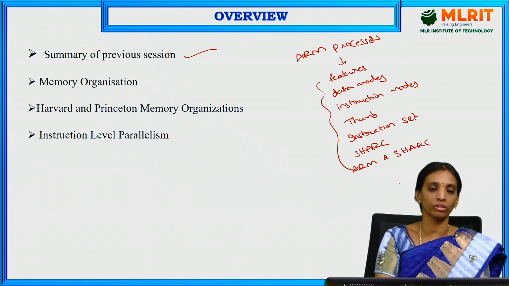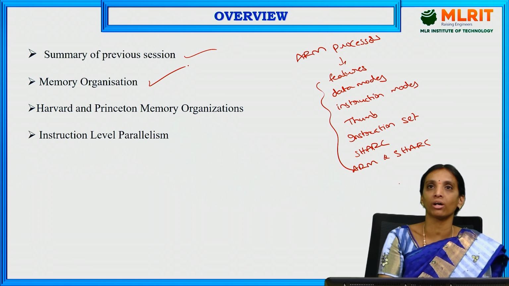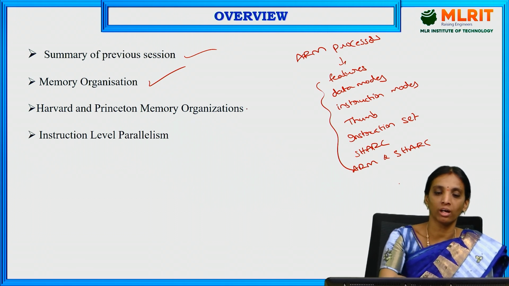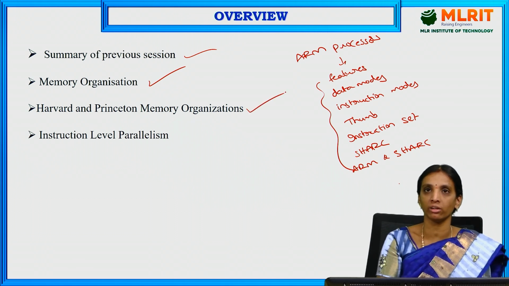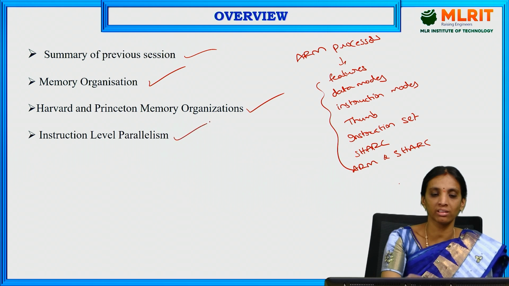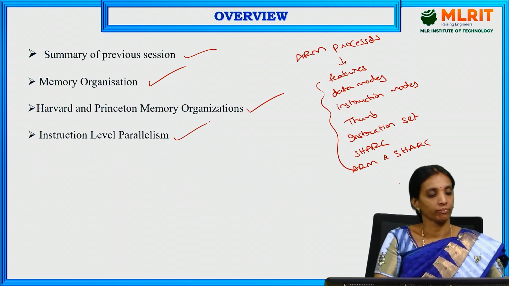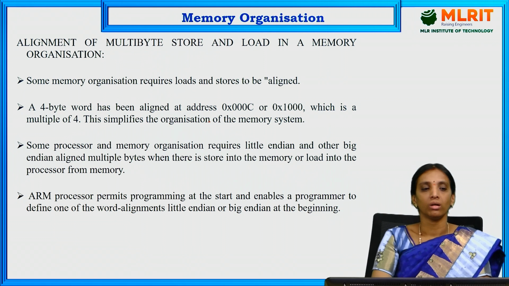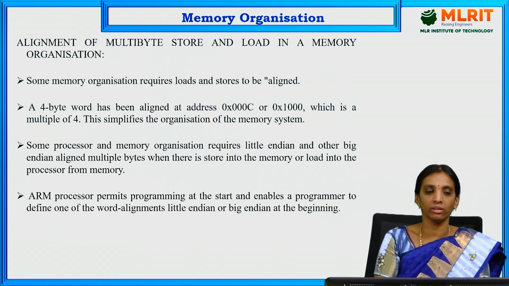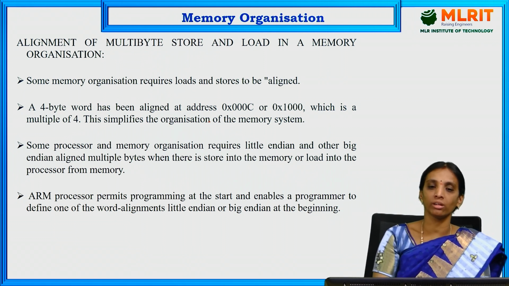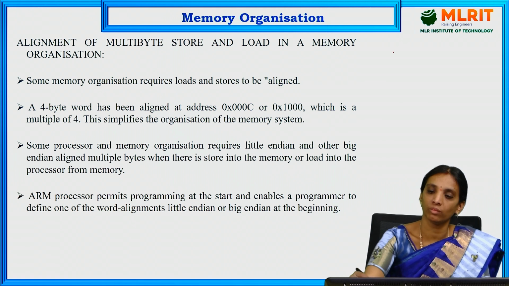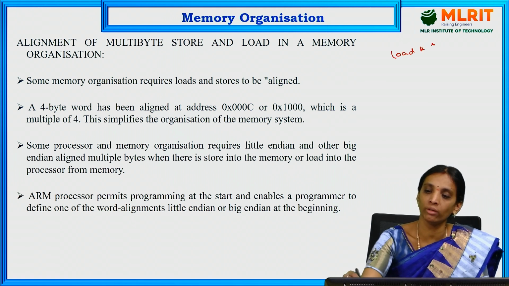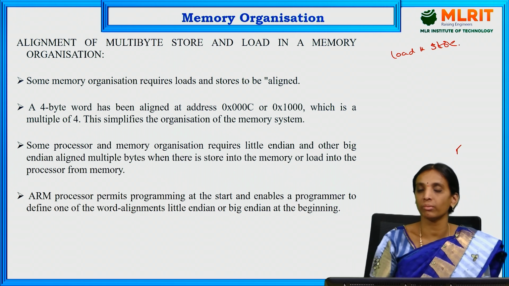In today's session, we are going to discuss the memory organization of the ARM processor, the Harvard and Princeton memory organizations of the ARM processor, and instruction level parallelism used by the SHARC processor. So here, the memory organization of the ARM processor consists of the load and store architecture.